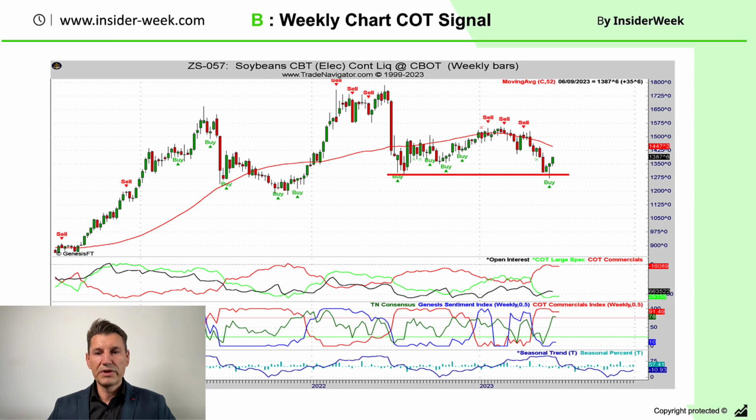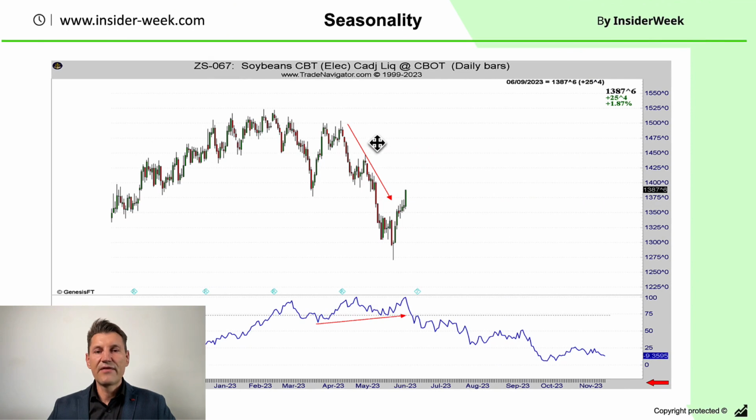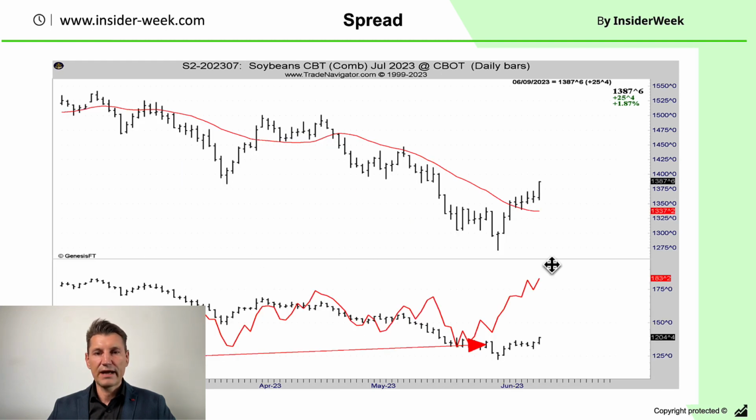Next market, soybeans. This market is also a range market. As you can see, we got two buy signals at the same price level. The market pulled back from this price level until the resistance based on COT signals. We have enough space. As you can see, the market doesn't follow the seasonality trend, so we can skip the seasonality. Let's have a look at the spread. The spread is very strong here.